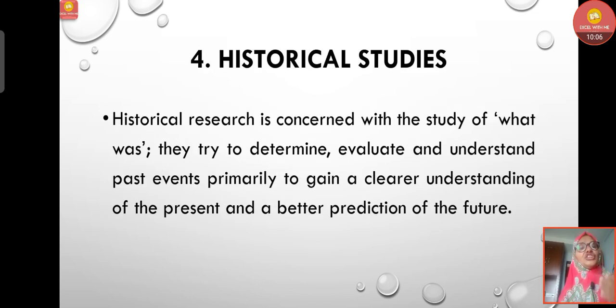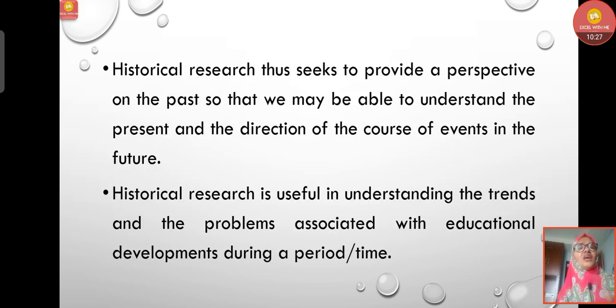Now the fourth one is historical studies. Historical research is concerned with the study of what was, about the past. History itself tells us about the past events. So they try to determine, evaluate and understand past events primarily to gain a clear understanding of the present and a better prediction of the future. Historical research thus seeks to provide a perspective on the past so that we may be able to understand the present and the direction of the course of events in the future.